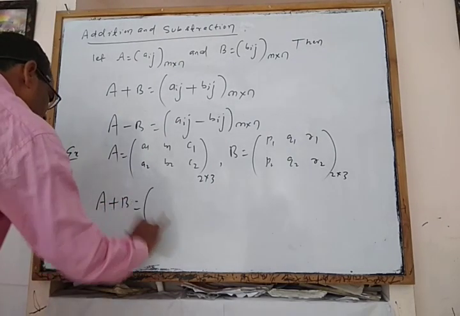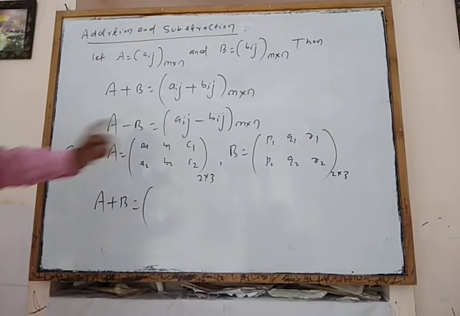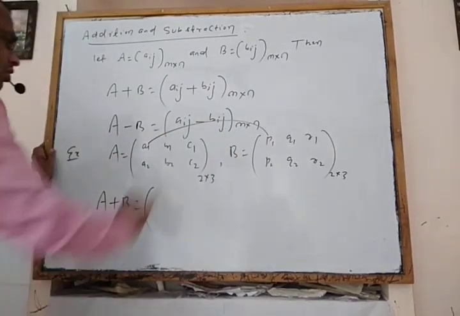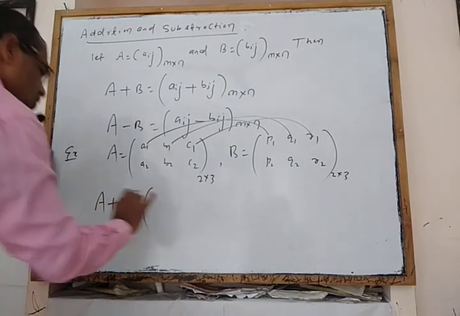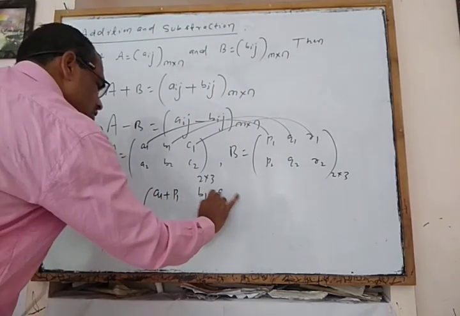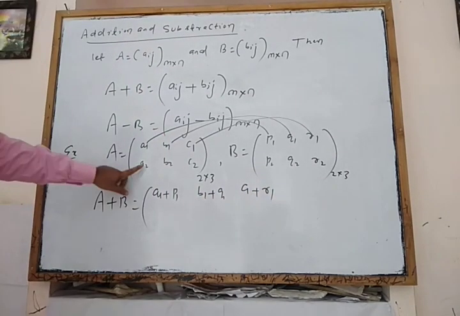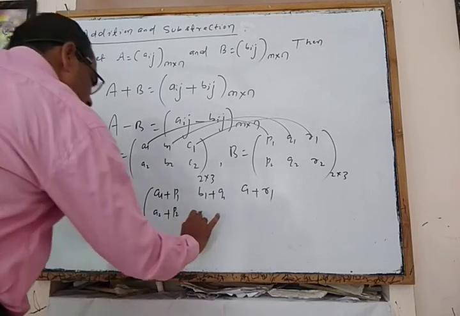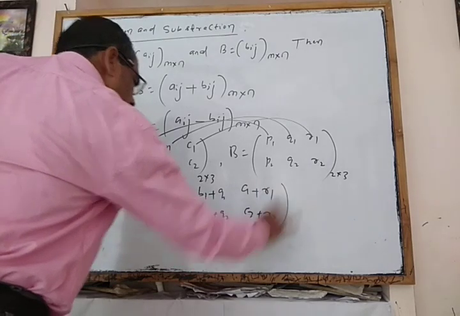is equal to, how can you obtain A plus B? By adding the corresponding elements of both matrices. That means add A1 with P1, B1 with Q1, C1 with R1. So A1 plus P1, B1 plus Q1, here C1 plus R1. Similarly, add A2 with P2, A2 plus P2. Here B2 plus Q2. Here C2 plus R2.